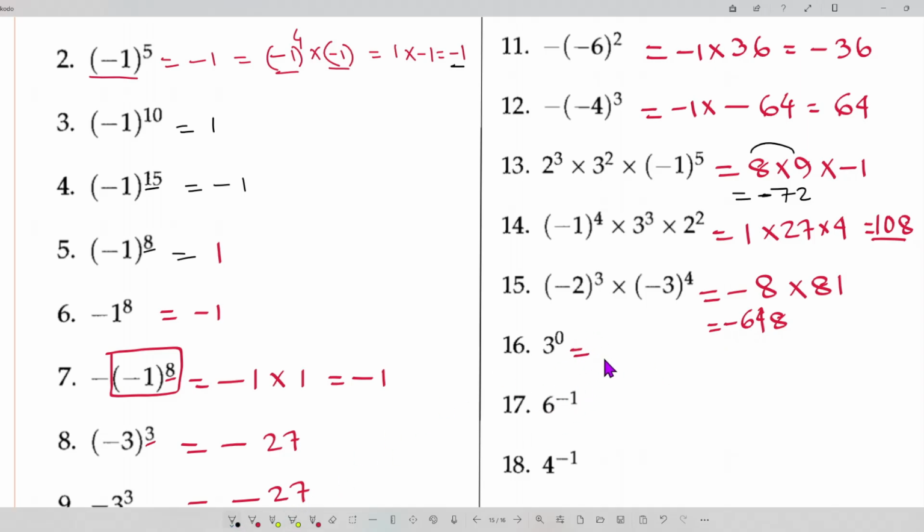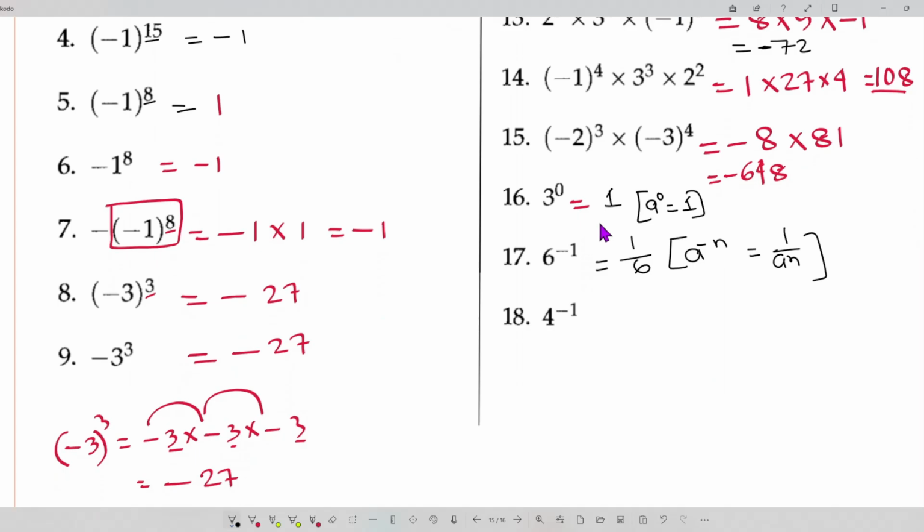3 to the power 0 is 1, because we know the law of indices: a to the power 0 means 1. And this is a negative exponent. 6 to the power minus 1 means 1 by 6. How? Because we know a to the power minus n equals 1 by a to the power n, right? Similarly, 4 to the power minus 1 should be 1 by 4 as per the negative exponent.